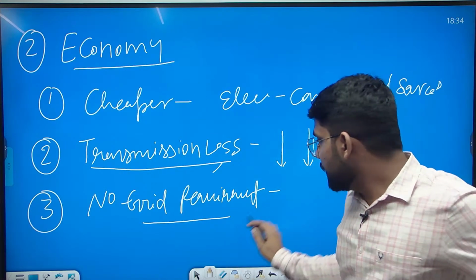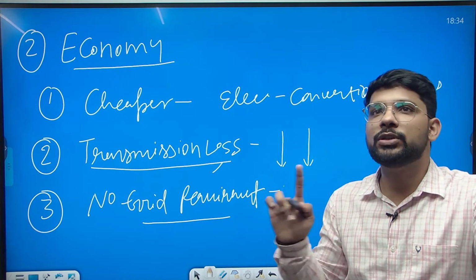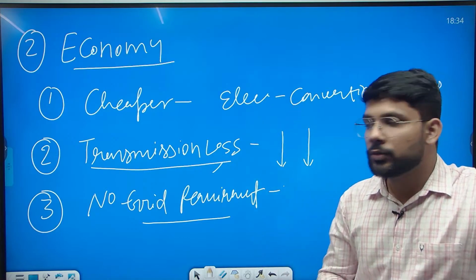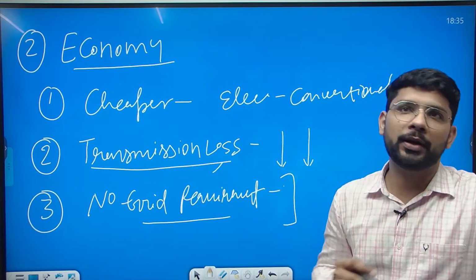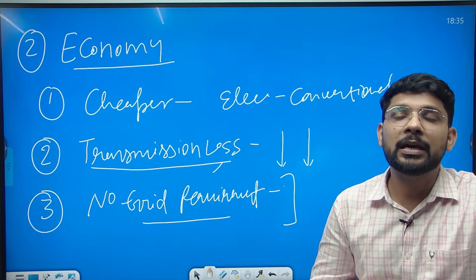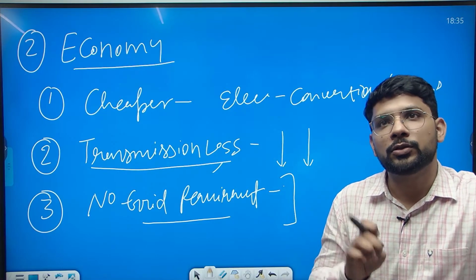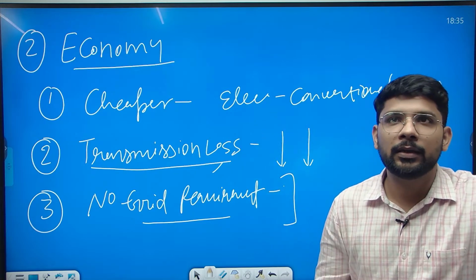In this case, there is no requirement of the grid when there is a transmission of solar energy from the top floor to the first floor. So we can say there is a reduction in the number of grids, or finally zero grid requirement. This is another benefit of the generation of electric energy from sunlight.